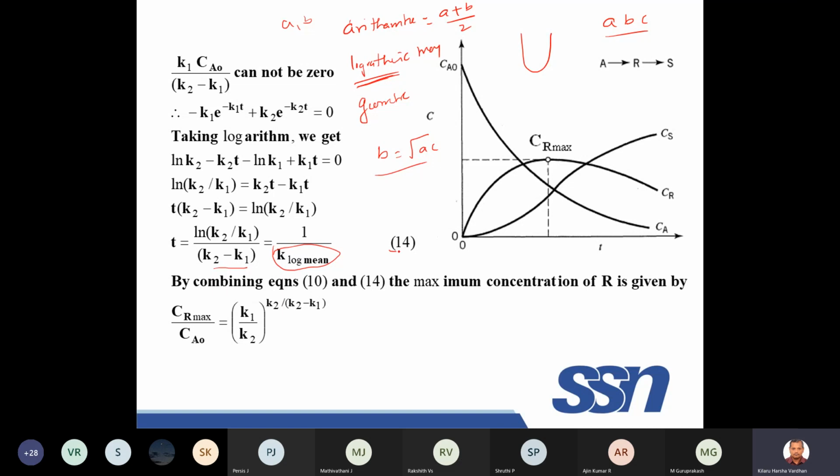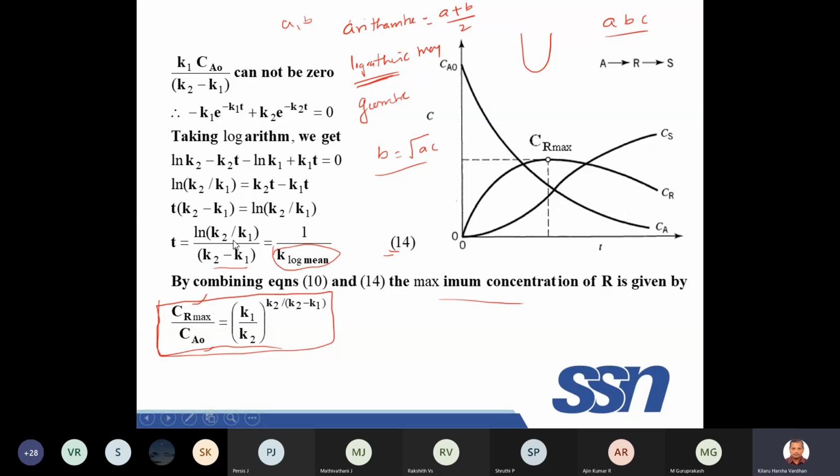So combining this equation 14 with equation 10, you get the maximum concentration of R, Cr max divided by Ca naught, in this particular equation. This is a very important expression. In the problem, they'll give you K1 and K2, and you have to find Cr max by Ca naught. This can be asked for 2 marks, or they can ask for a derivation and a problem for 16 marks. Any doubt?